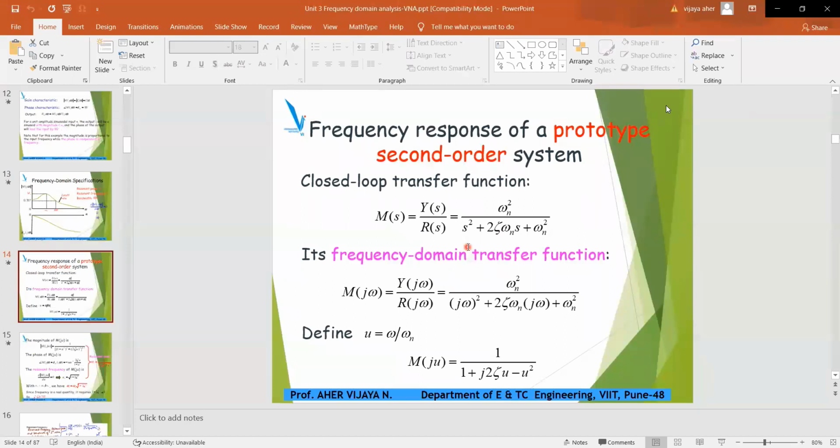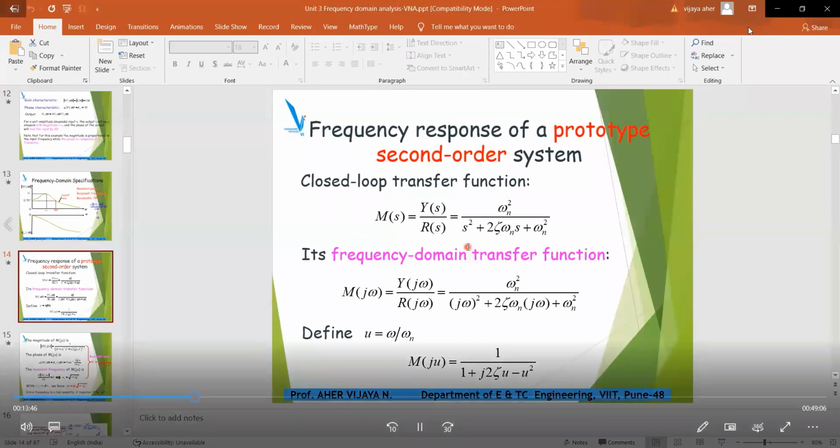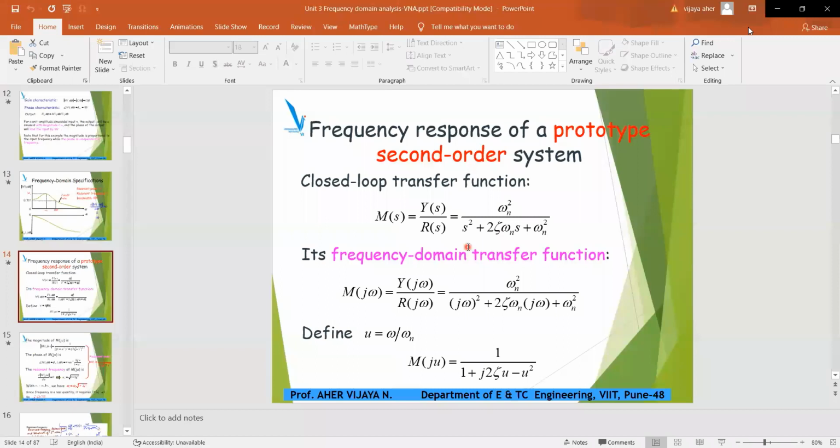So write the closed loop transfer function for second order system is equal to omega n square, that is natural frequency squared, divided by s square plus 2 zeta omega n s plus omega n square. Always you have to represent your second order system closed loop transfer function by this equation. So remember this equation.